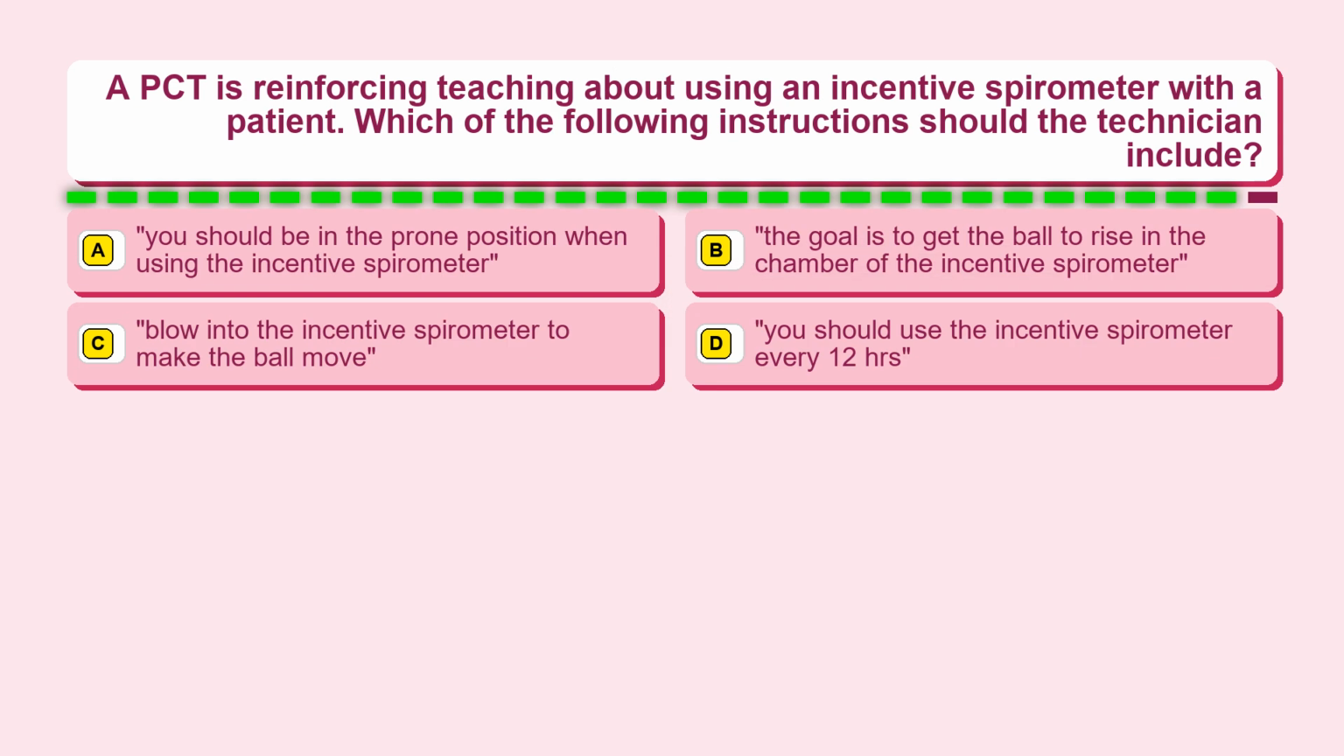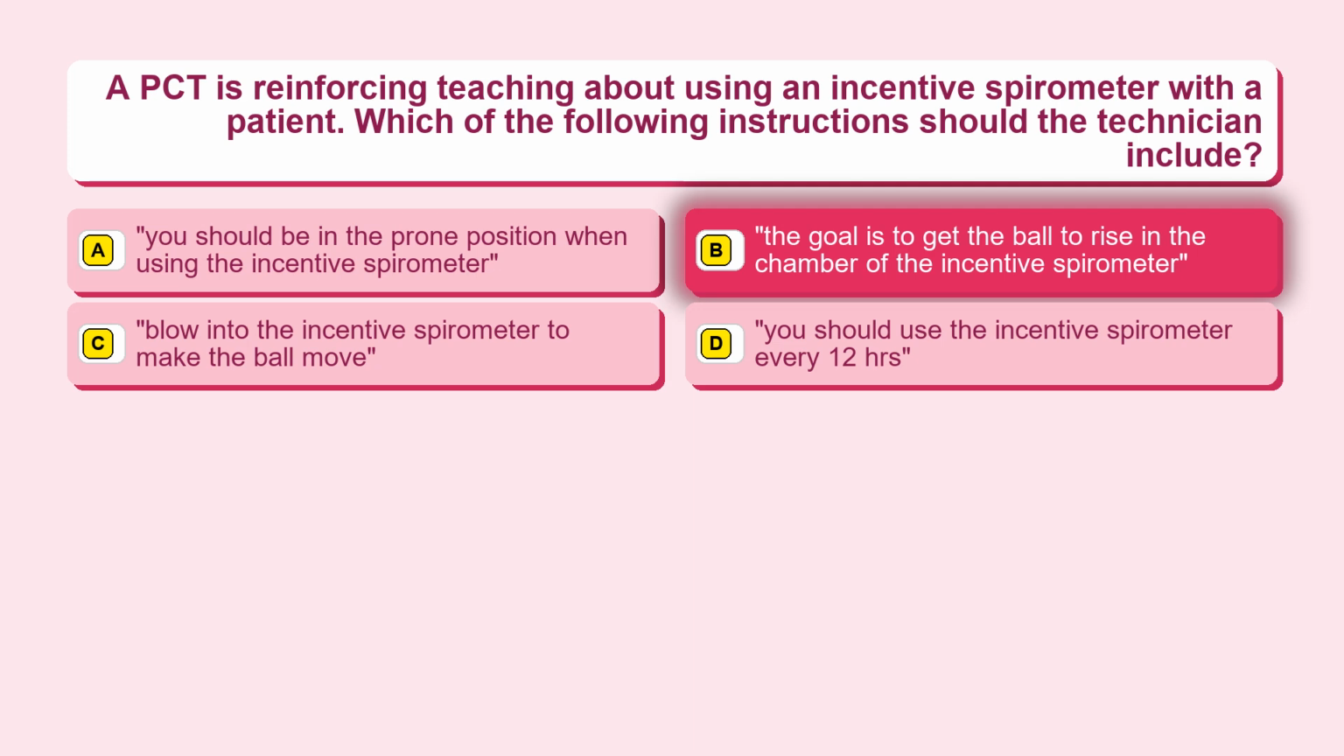Question 11. A PCT is reinforcing teaching about using an incentive spirometer with a patient. Which of the following instructions should the technician include? Option A. You should be in the prone position when using the incentive spirometer. Option B. The goal is to get the ball to rise in the chamber of the incentive spirometer. Option C. Blow into the incentive spirometer to make the ball move. Option D. You should use the incentive spirometer every 12 hours.